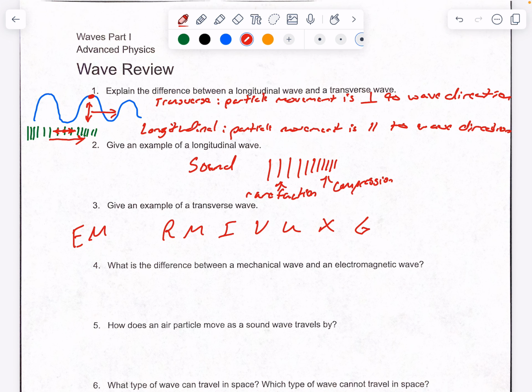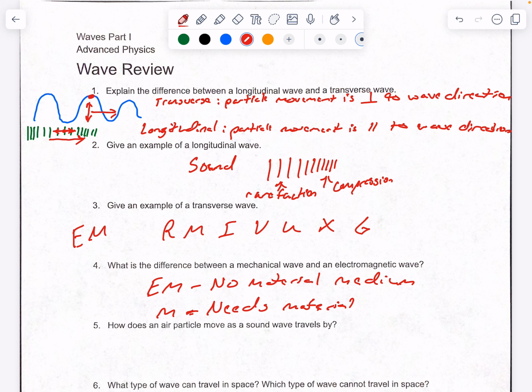What's the difference between a mechanical wave and electromagnetic? Okay, so electromagnetic does not need a material, so no material medium. It can go through space or a vacuum just fine. It doesn't need air, it doesn't need water, it doesn't need a rope, anything like that. Versus mechanical, it needs a material medium. It has to have something physical, like air particles, water molecules, like a rope. So it needs a material medium.